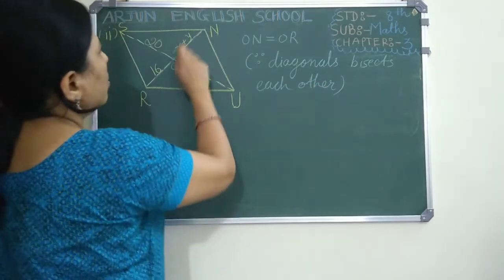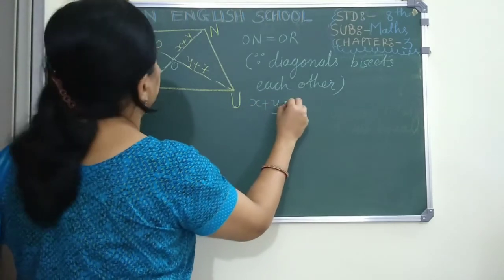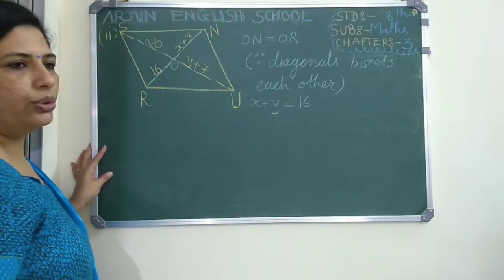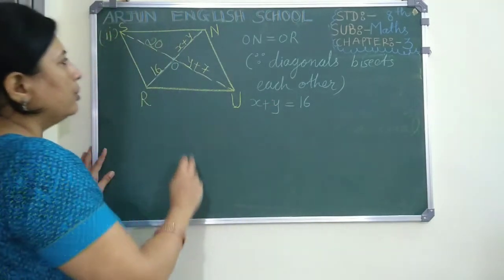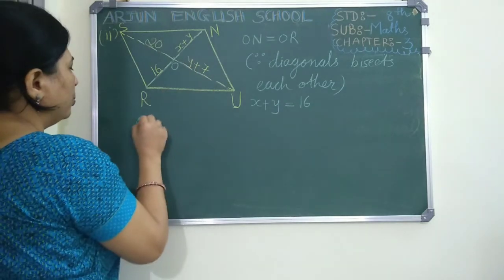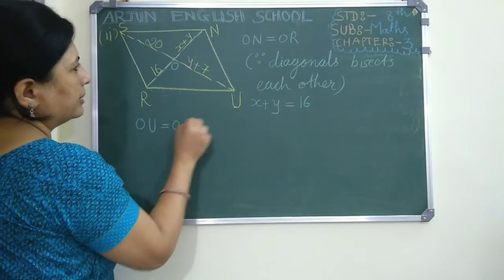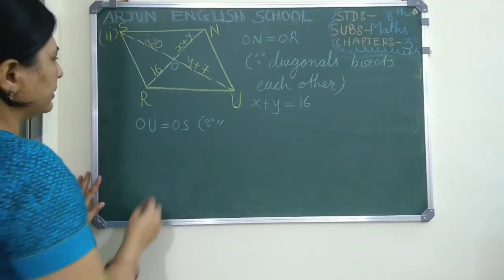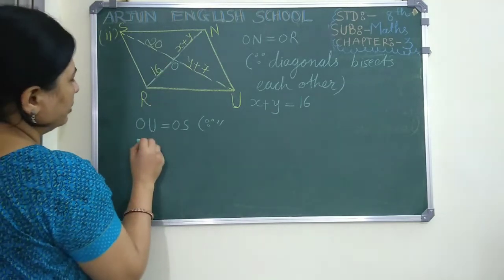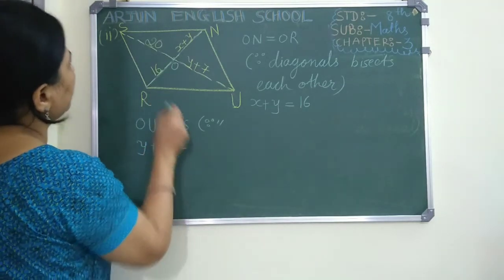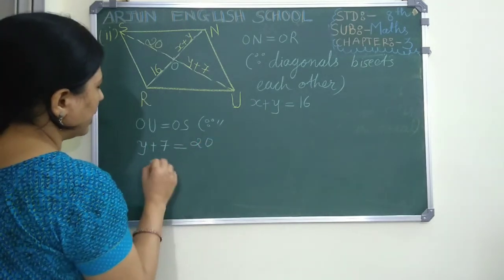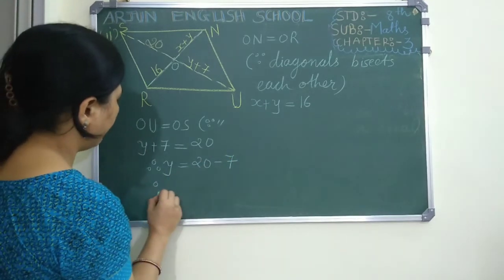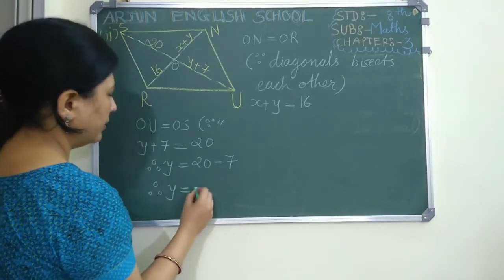So now ON is x plus y and OR is 16. So x plus y is equal to 16. But now we will use OU is equal to OS. Again, the same you will write here. Again, diagonals bisect each other. So OU is equal to y plus 7 is equal to OS is 20. Therefore, y is equal to 20 minus 7. Therefore, y is equal to 30.